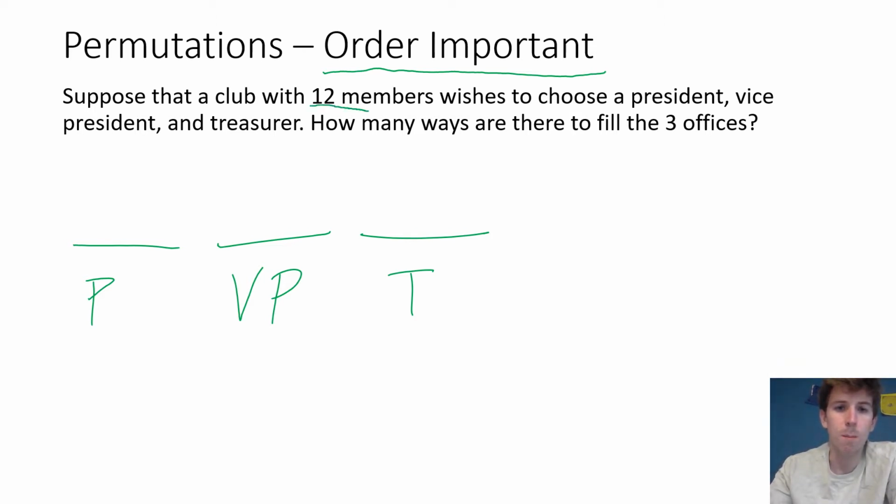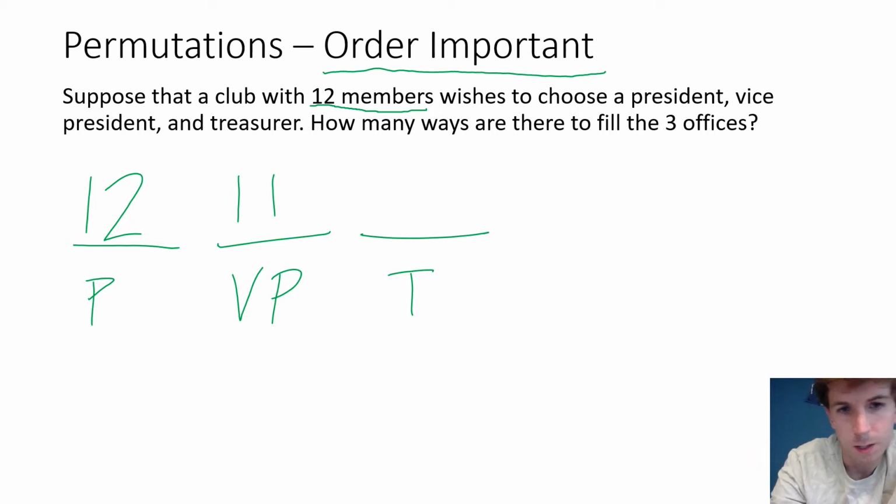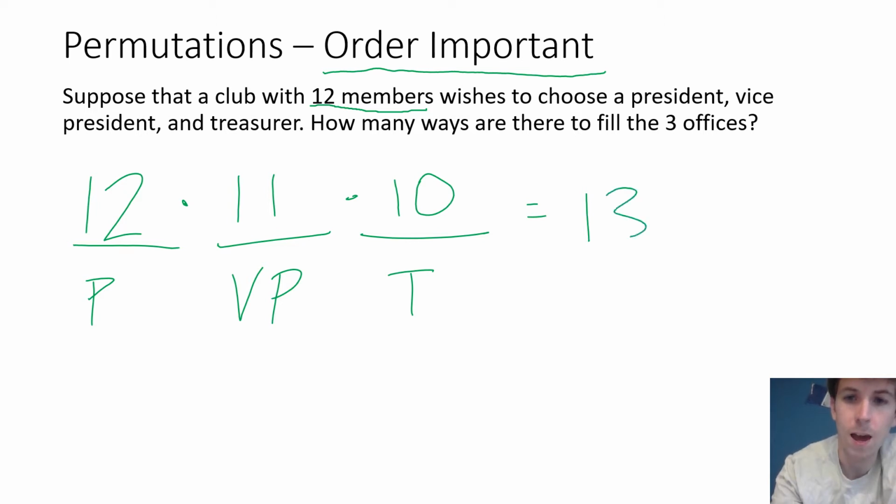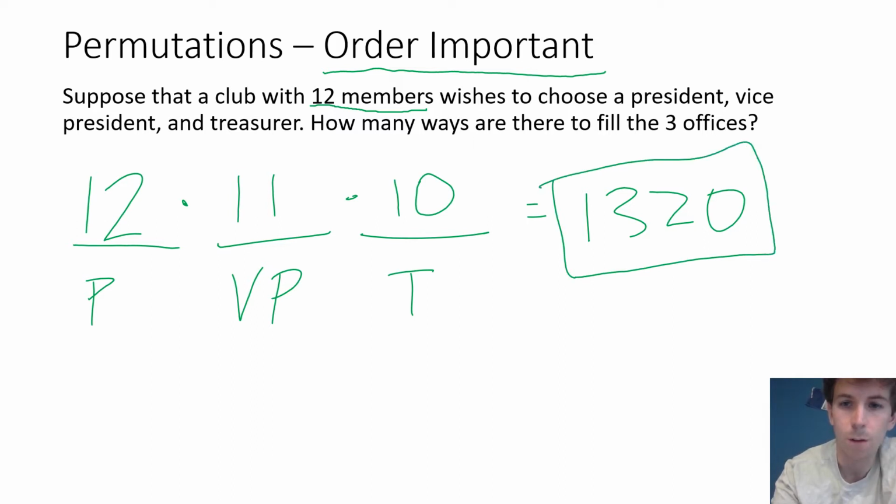Let's say we're filling the president role first. We have 12 total members, so there's 12 possibilities for that president. For the vice president, since we now chose the first person for president, there's only 11 possibilities. And by extension, there would only be 10 possibilities for the treasurer. So it's going to look just like those problems we did in 15.2: 12 times 11 times 10. And there are 1,320 ways to fill those 3 offices.